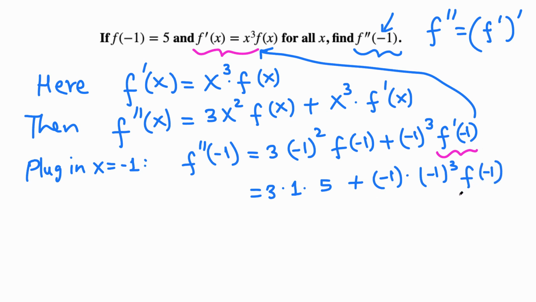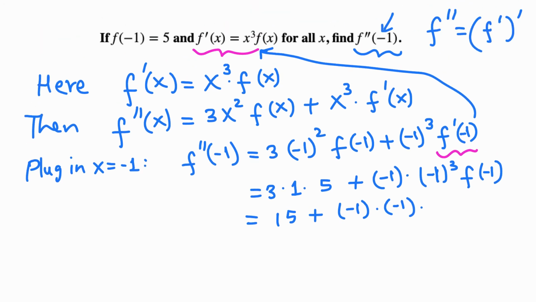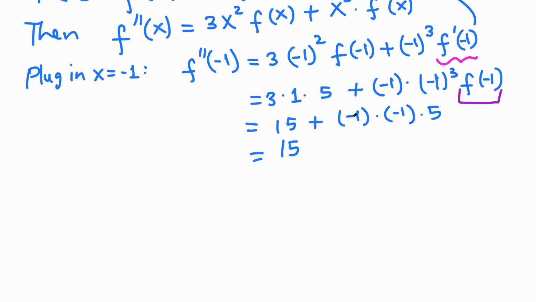Okay, now we can finish this problem. 15 plus negative 1 times negative 1 cubed, another negative 1, times f of negative 1. Now this f of negative 1 is given somewhere in the question. Here f of negative 1 is just 5. So this is 5. That makes the final answer 15, negative times negative is positive, 5, so 15 plus 5, 20. Final answer: 20.